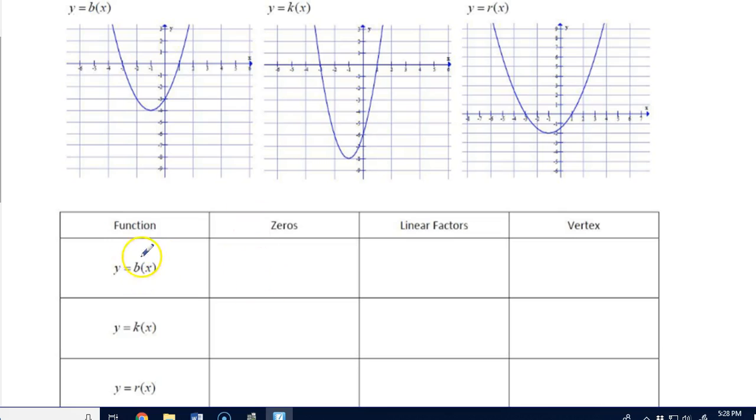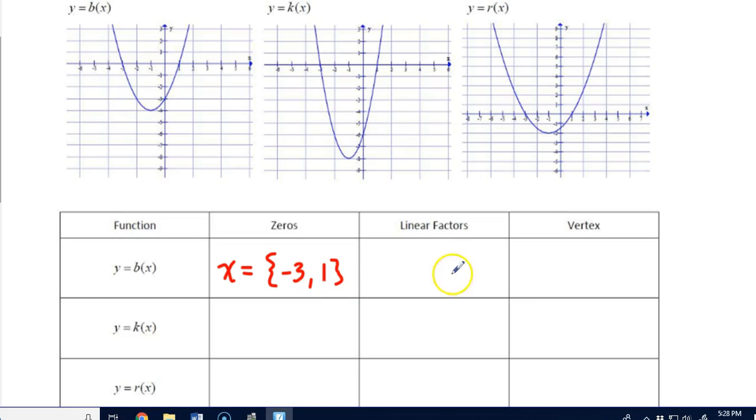All right, so for B of x, we know we're speaking about this graph over on the left. Hopefully you identified the zeros, those places where the y value is 0. In other words, what's the x that makes the y value 0? And there's actually two of them. It's 1 and -3. You can write them in either order. Nothing special about the order.